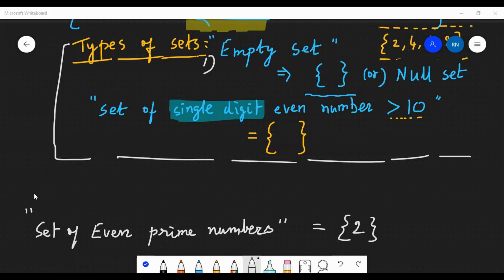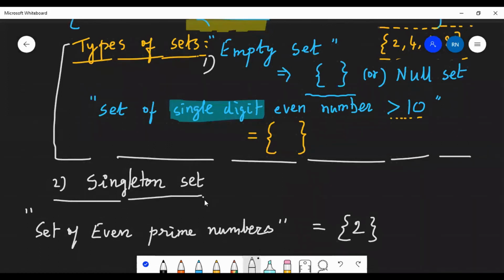2 only. Now this is another type of set. You can make a mention. This is called a Singleton set. We had empty. Now we are naming a set containing a singular element, one element only. It is called a Singleton set. It does not have any symbol for it. Any set containing just one member in it is a Singleton set.